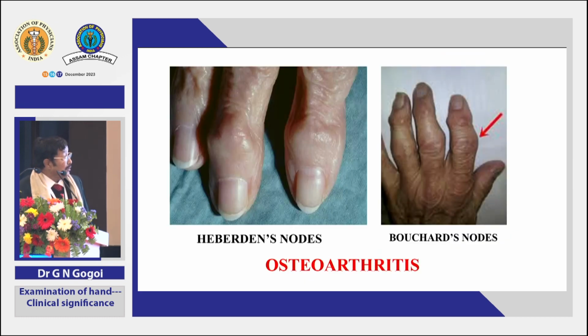And then we go for looking at the dorsum of the proximal and distal interphalangeal joints. We get nodules in the proximal joint, the Bouchard's node, and then Heberden's node in the distal interphalangeal joints, and both suggest osteoarthritis.